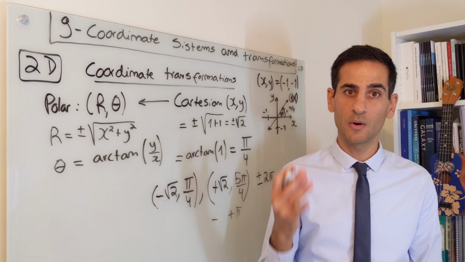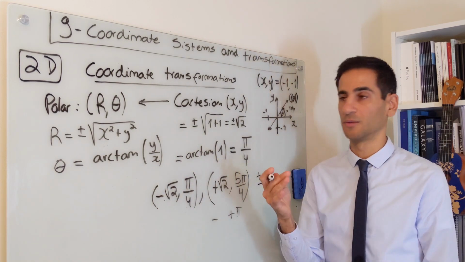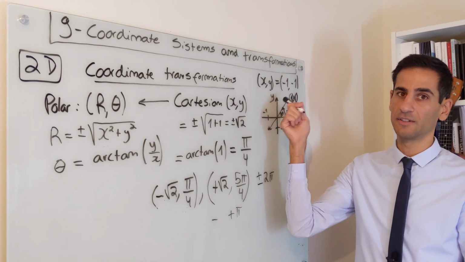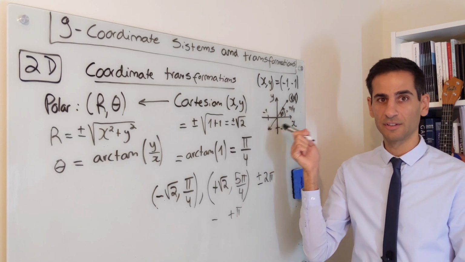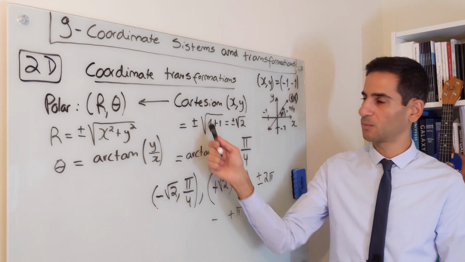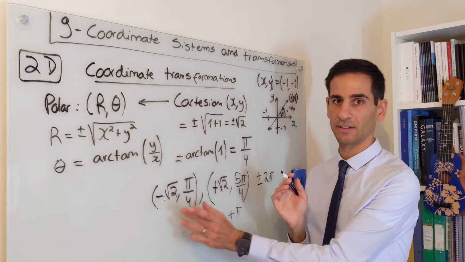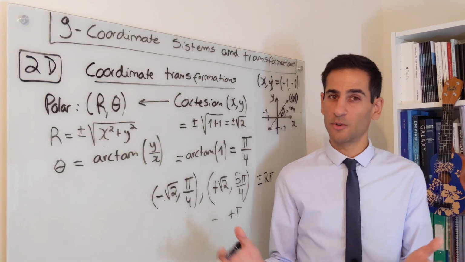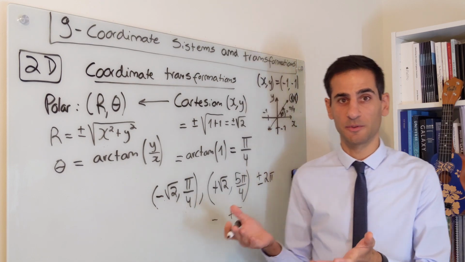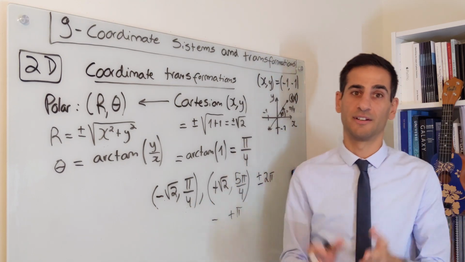And therefore I would always encourage you to, whenever you're converting from Cartesian to polar, plot it. Check where the point is, so that when you get your solutions, which are multiple, you can make sure that you get the correct combination. And there's more than one correct solution, which is great, provided you've checked that it is correct.